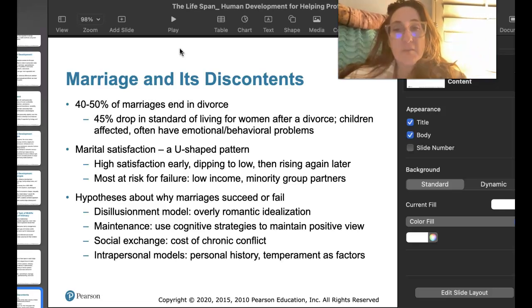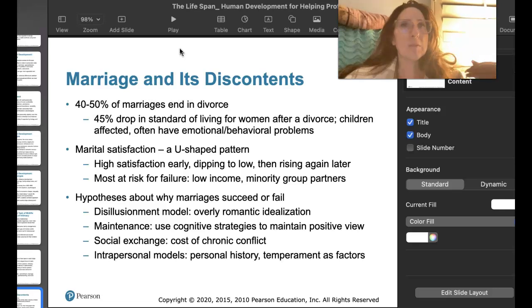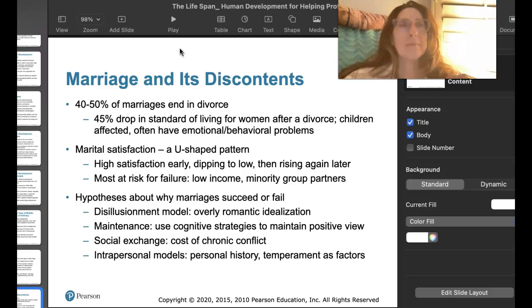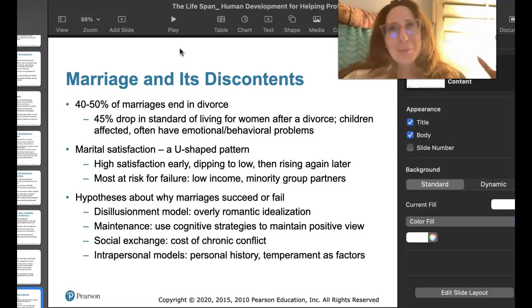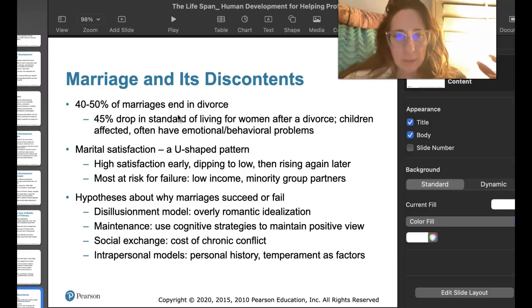Maintenance: use cognitive strategies to maintain positive view. Social exchange: cost of chronic conflict, and this wears on people. Oftentimes we'll see people who maybe have constant conflict in a relationship. Maybe they stay married until the kids are out of the house, that kind of thing. And oftentimes our world is so kid-centered that we forget that if we don't have a relationship, we don't have a family. If we lose sight of who we are as a married couple, what's left? Your kids are only going to be with you for so long, in theory. We hope they're only going to be with us so long, and then they hopefully move on and have their own lives. And if we lose sight of the couple, then we are losing sight of many years that you have afterwards. And so those are things to be mindful of as a clinician and as you see people, because this is something that happens often with couples.